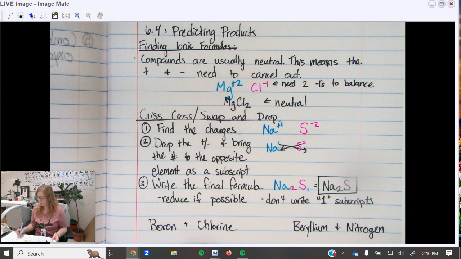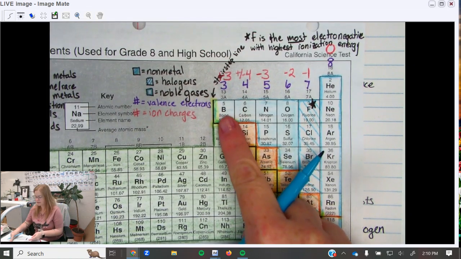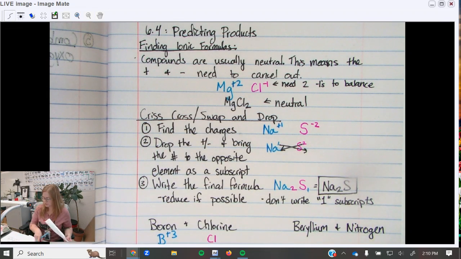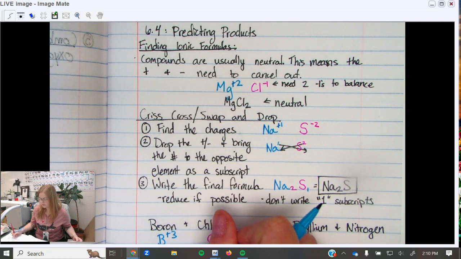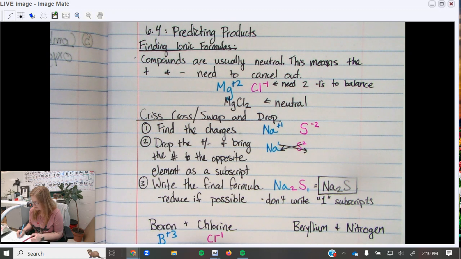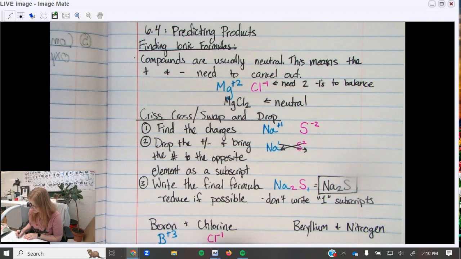Okay, so boron is B and chlorine is Cl. Boron is right here, it's in the +3 column. Chlorine is here in the -1. So then I can put them without their charges. I'm going to bring those numbers down to the opposite sides.